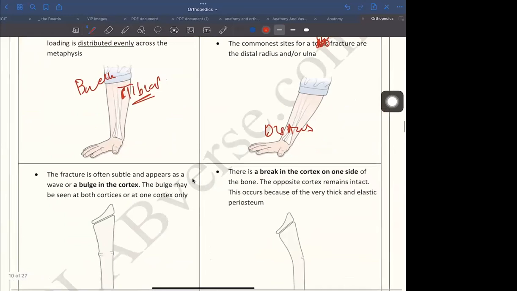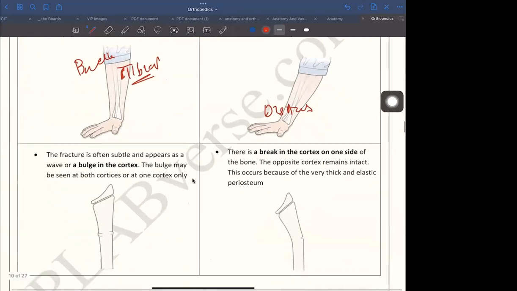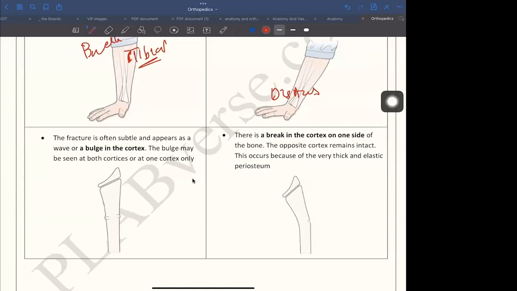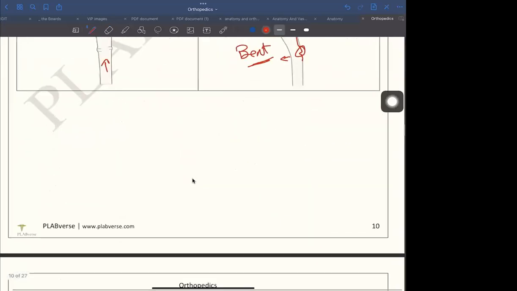So again, a torus fracture is basically a bit of bulge on both sides due to compression. The compression force was just like that, right? So it leads to some kind of bulge from the cortex, but this is not a proper fracture. But here there is a little bit of interruption of the cortex, but just one-sided, so the other cortex is okay, and it is bent. This is called a greenstick fracture, and both are very common in children.